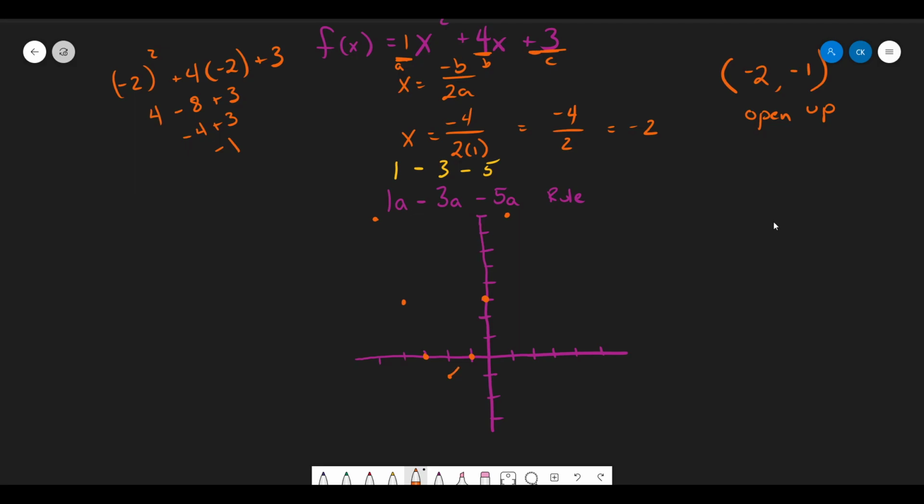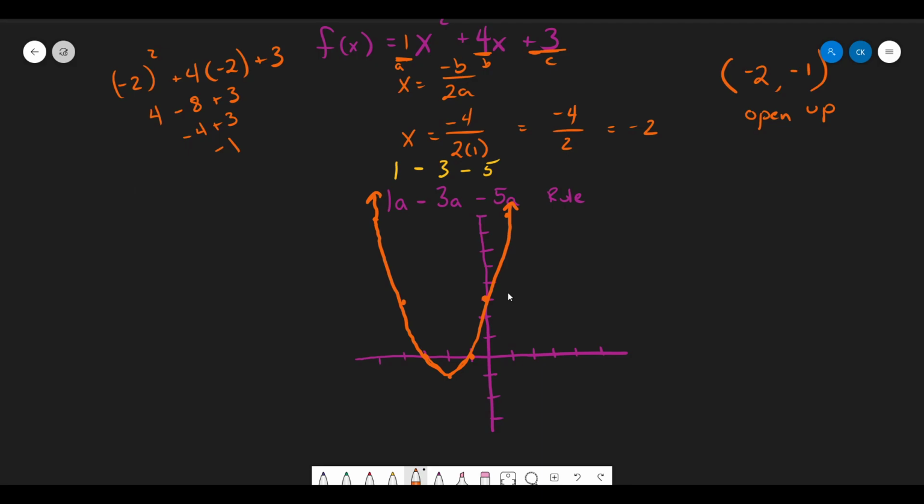But now we just connect our points in a nice parabola shape, in a nice U shape, as U as you can get it. I know sometimes it may look like a V, but you want to make it look as U as possible. And there's my graph.